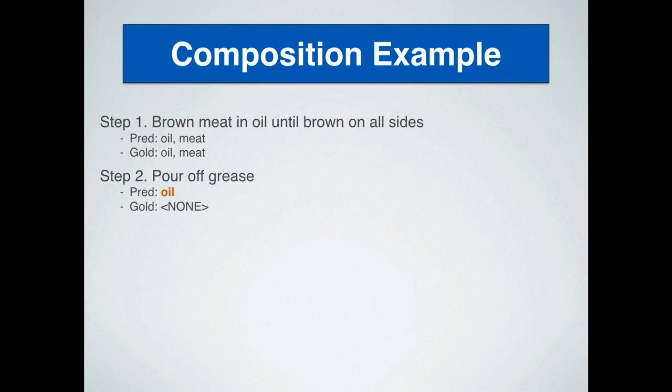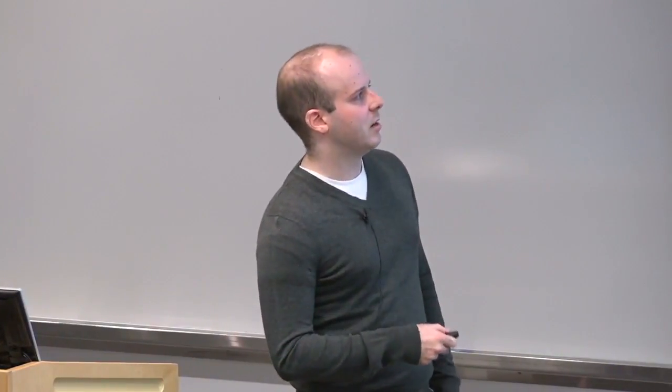If we look at something even more complex, step 1, brown meat in oil until it's brown on all sides. Step 2, pour off grease. We actually get this wrong. We predict that the oil should leave the mixture at this point, even though the gold says none. But if you think about grease and oil, probably fairly similar embeddings overall. And so it's conceivable that it could have left at the same time.